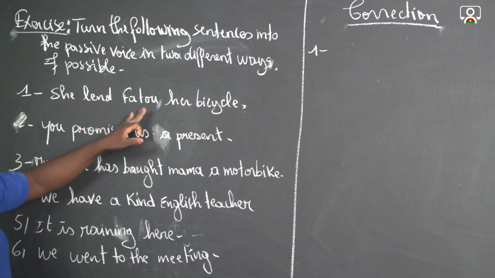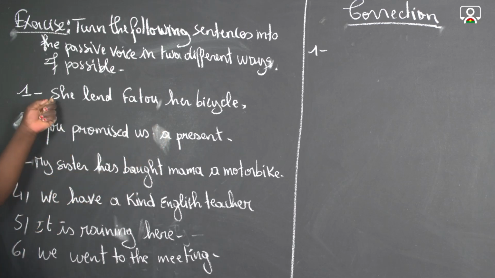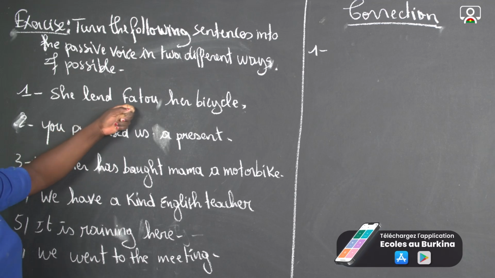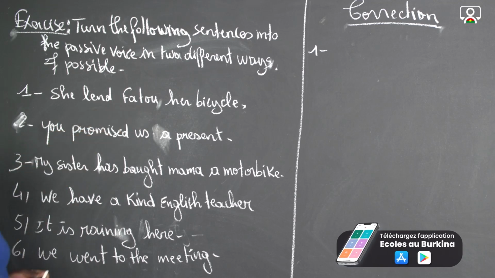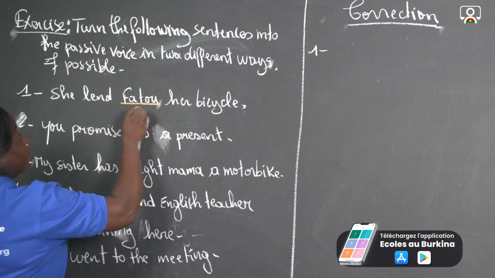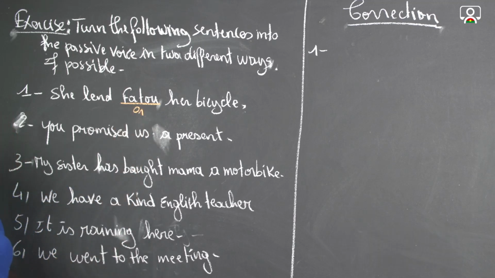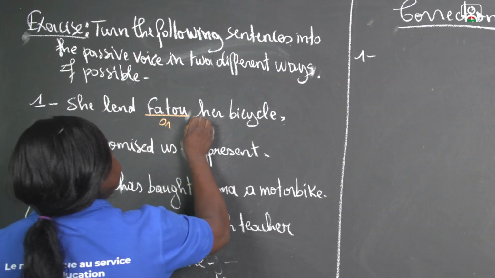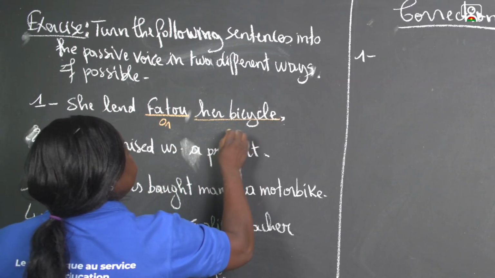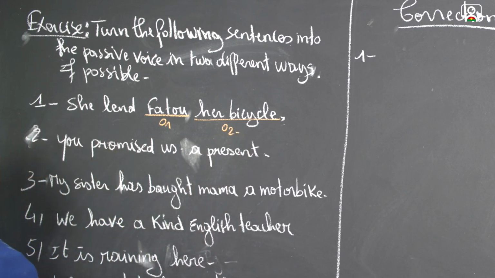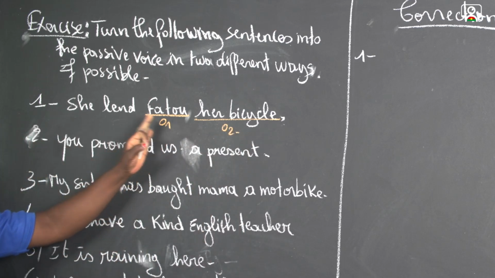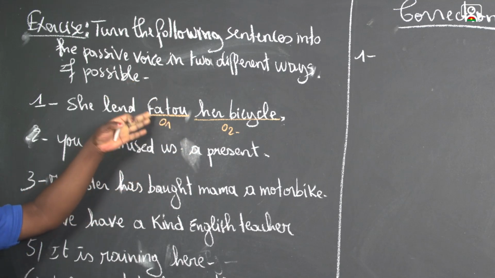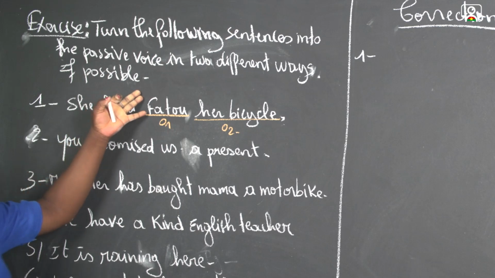She lent Fatu her bicycle. Okay, she is the subject, lend is the verb. She lent to whom? Fatu. This is the first object, the indirect object. She lent what? Her bicycle. This is the second object, a direct one. So, since we have two objects, it is possible for us to put it into the passive voice in two different ways.